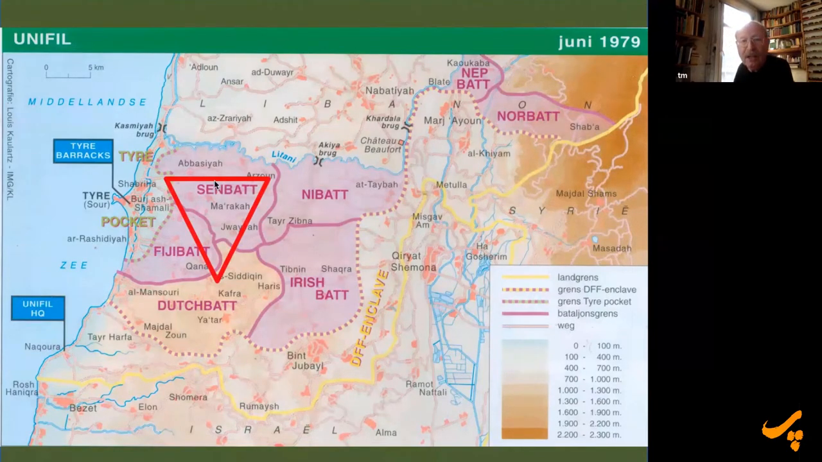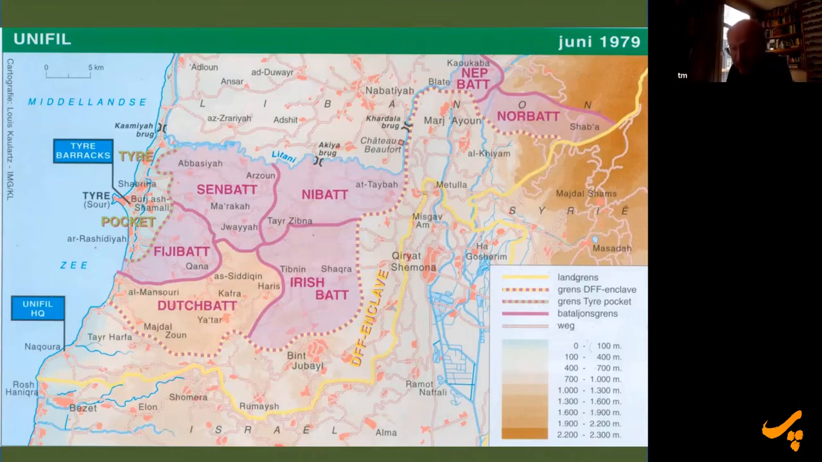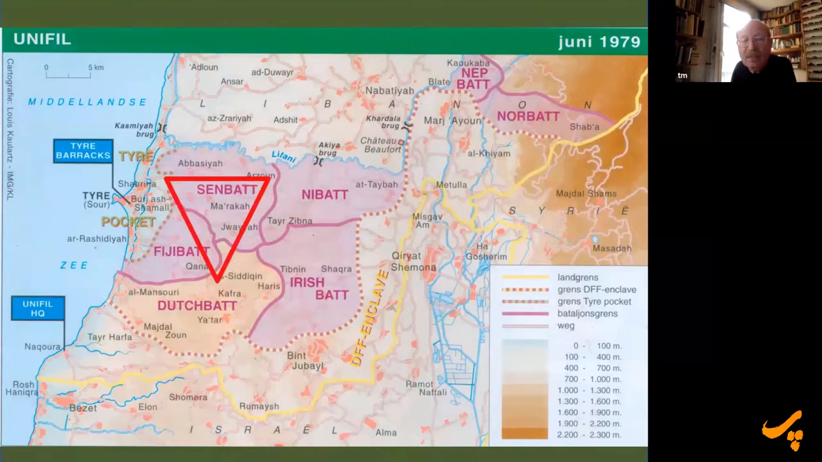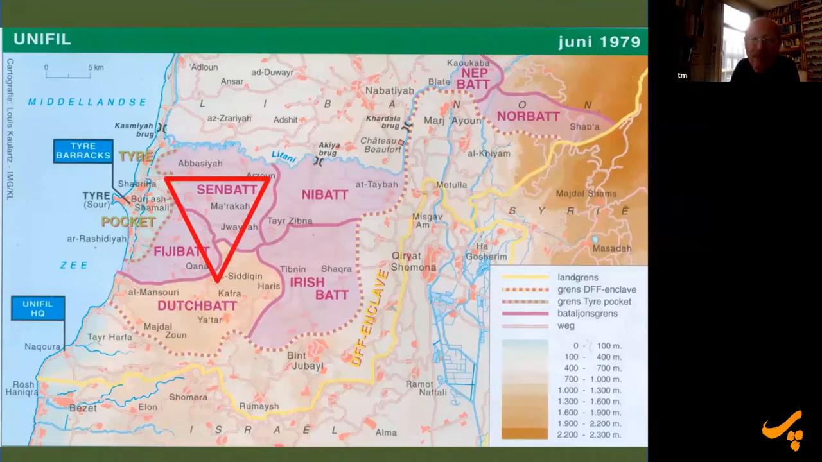These are the battalion areas: the Senegalese battalion, the Fijian battalion, the Irish, the Nigerian, and in the north, the Nepalese and the Norwegians. Between these, where these were supposedly taking over a cleared area, this triangle actually indicates a position that was full of Palestinian guerrilla positions that could not be taken over. It was known as the Iron Triangle.